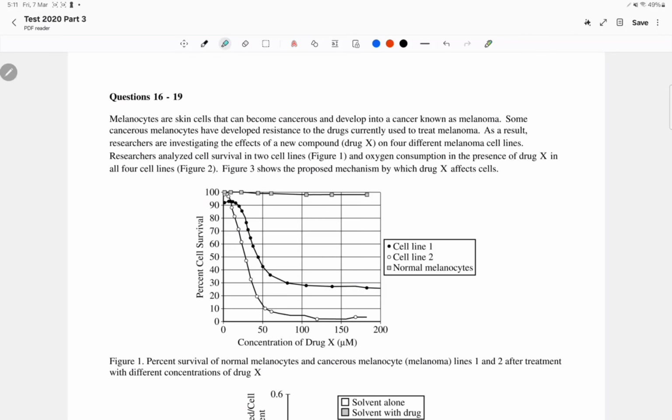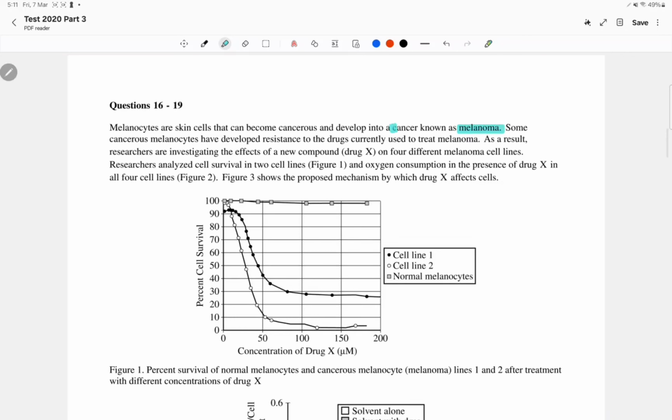Look, melanoma is a cancer. Okay? It's a cancer. And some cancerous melanocytes have developed resistance to the drugs used in the market. So there's a new drug called drug X, which is going to affect 4 different melanoma cell lines. We're just testing 2 of them.